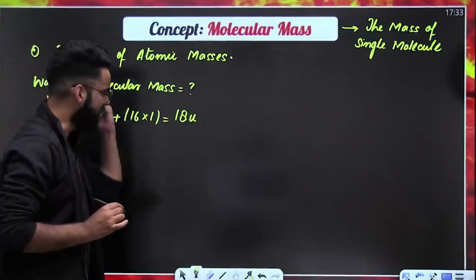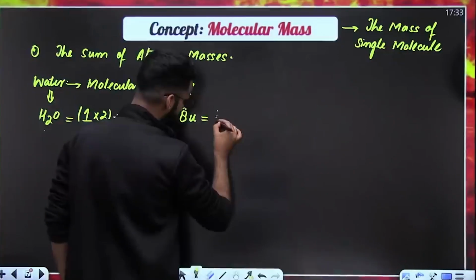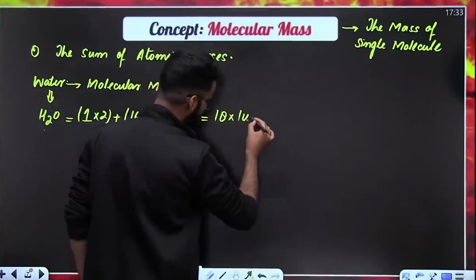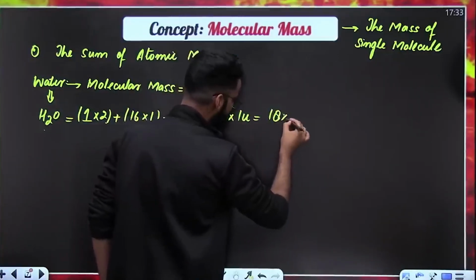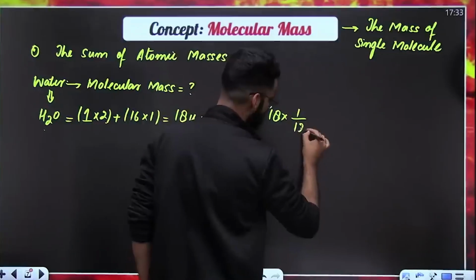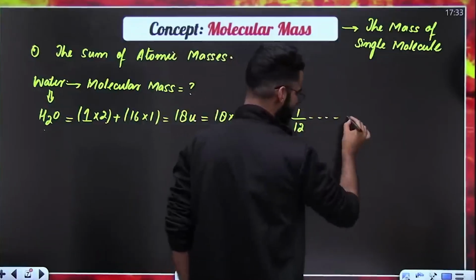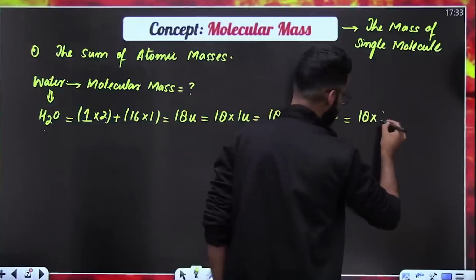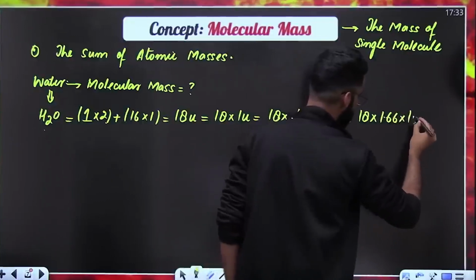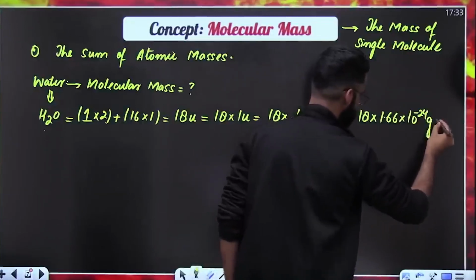So this 18 U, can I further write it as 18 multiplied by 1 U? Absolutely. 1 U is basically 1/12 of the mass of a carbon-12 atom. And instead of 1 U, can't I write 1.66 × 10^-24 grams? Absolutely.